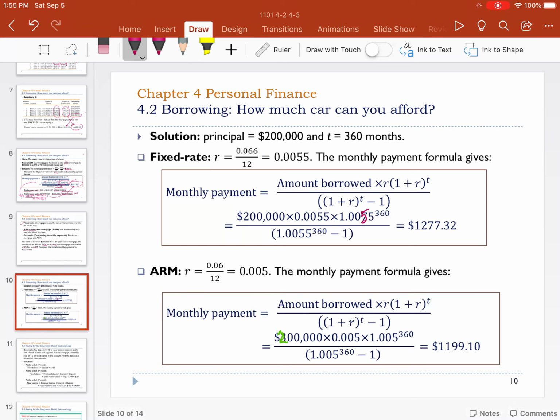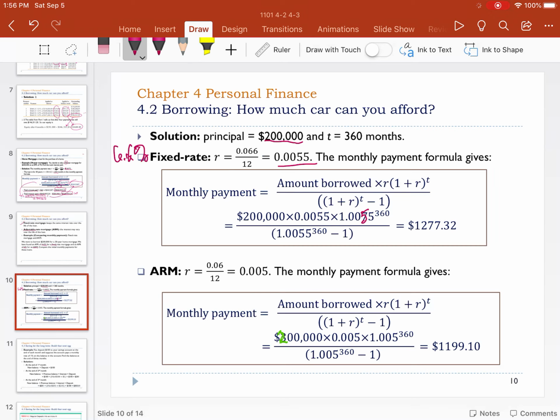6.6% is what this was, so I'll remind you, 6.6%, and that does work out to be 0.066 divided by 12. That is not rounded. That is just exactly 0.0055. Okay, so the amount borrowed here, $200,000. And then the R comes in, 0.0055.